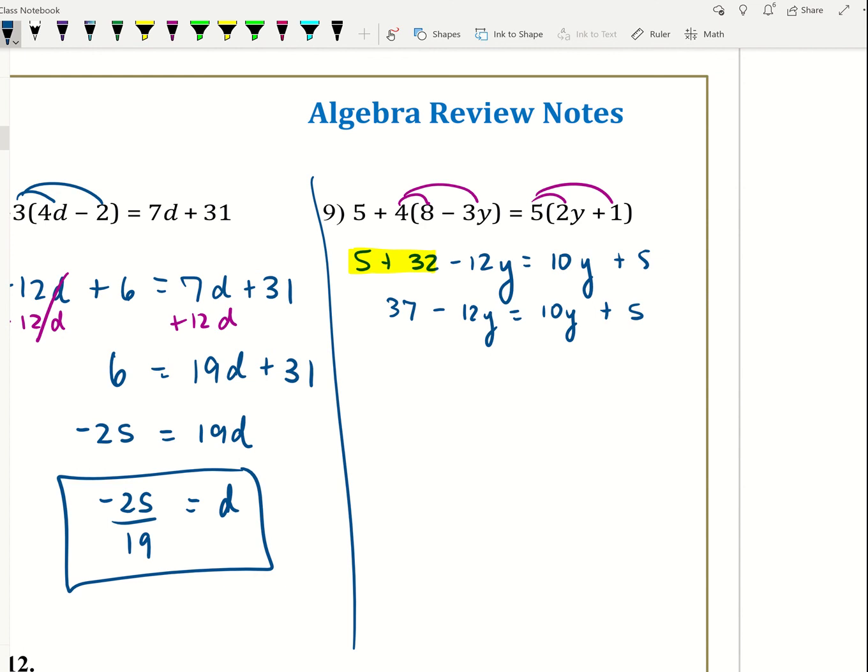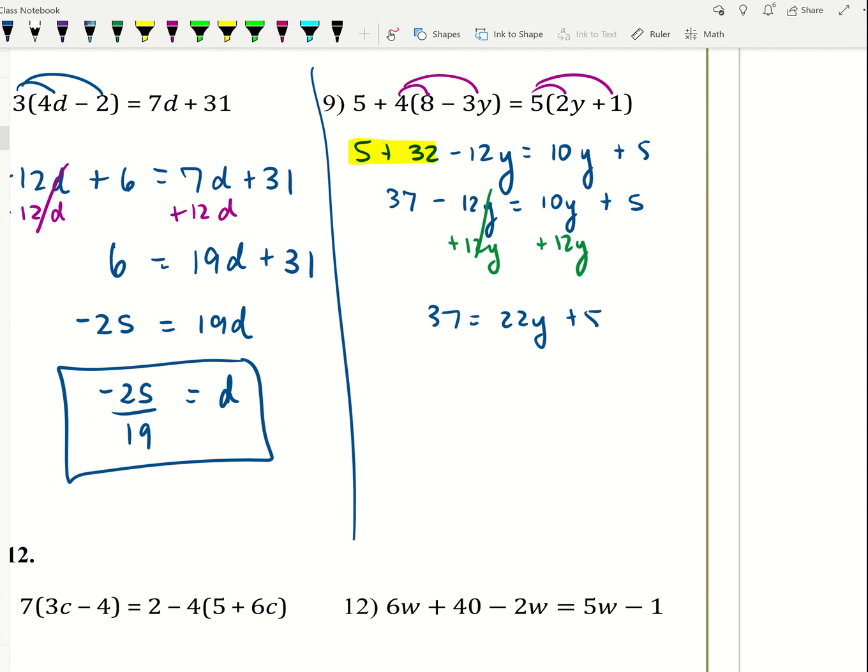Notice I could not combine the negative 12y and the 10y. They're on different sides. What I'm going to do now is cancel one set of variables since I have variables on both sides. And I'll rewrite this as 37 is equal to 22y plus 5. I'll subtract 5 from both sides to get 32 is equal to 22y, and then I'll divide.